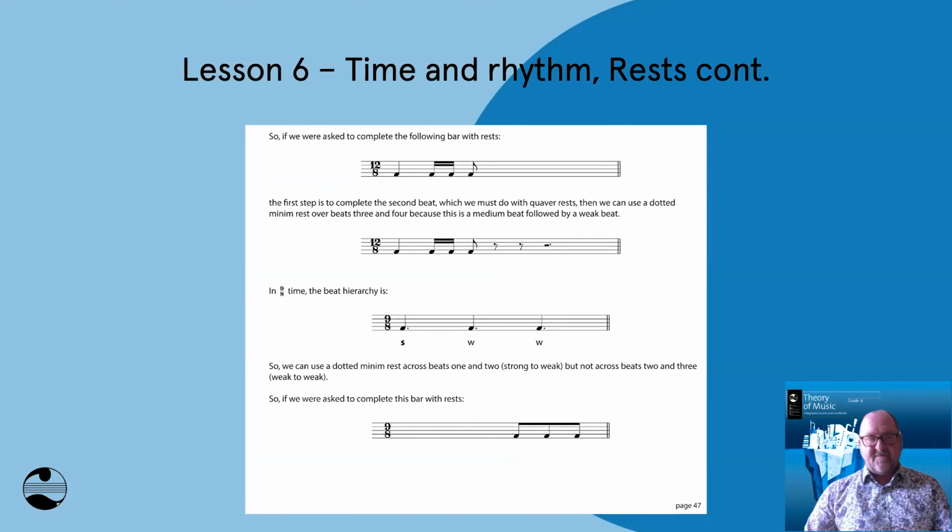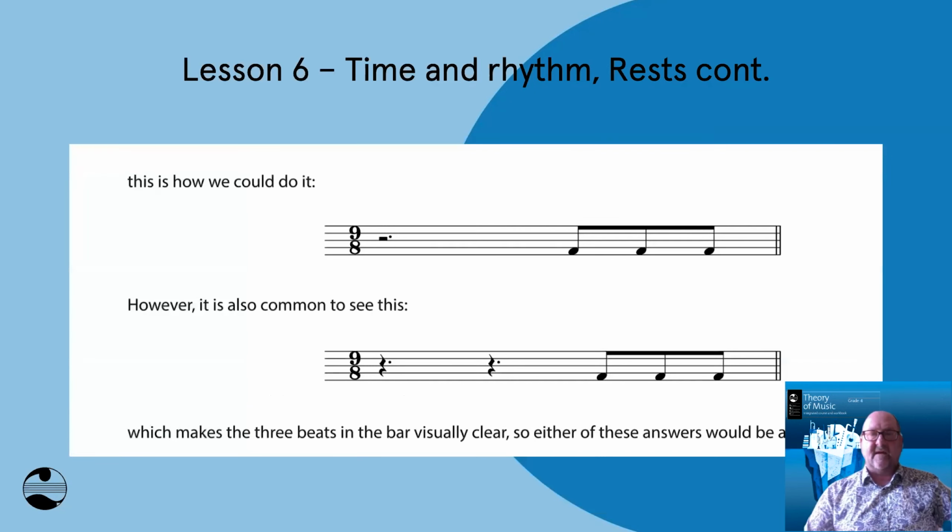And just one more example from this chapter, and this is an exception that I think people need to be aware of. In 9/8 time, if you have a look at this bar, just on the very bottom of the page, it's blank up to the 3 quavers at the end of the bar. So we need to complete the first part of the bar. If we go to the next screenshot, according to our little scheme, we can do this by joining together the first and the second beat, strong to weak. We've got a dotted minim rest there.